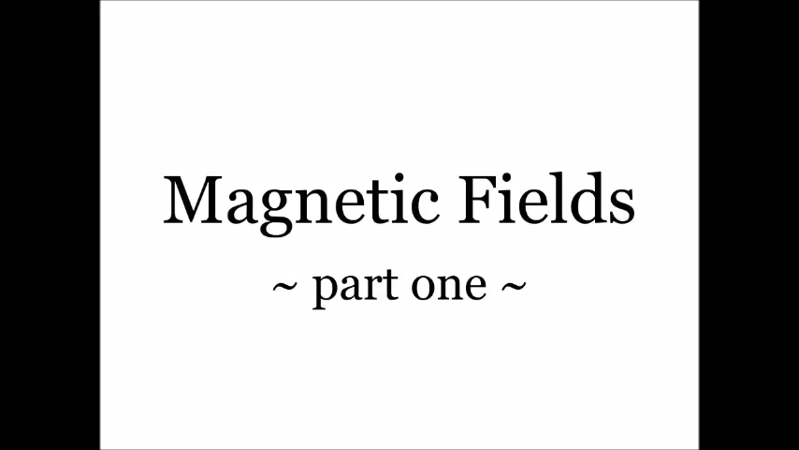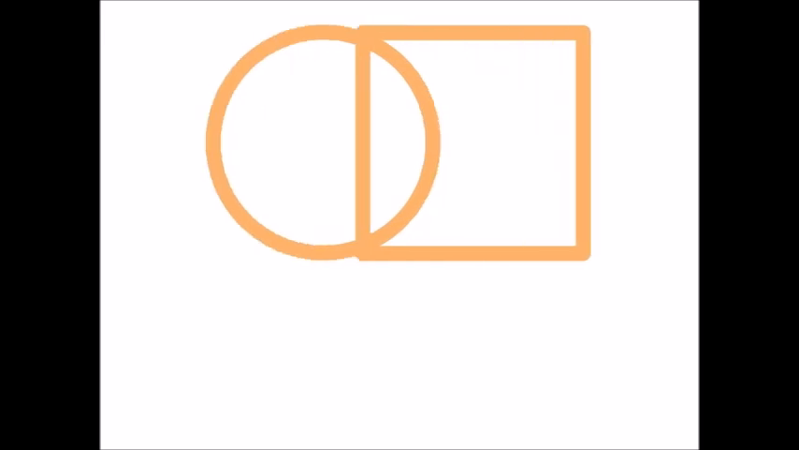Magnetic fields, part 1. Consider a square and a circle. I promise this is going somewhere. You know that the square is bigger, but how much bigger? We'll consider side length A, and that's the diameter of the circle.